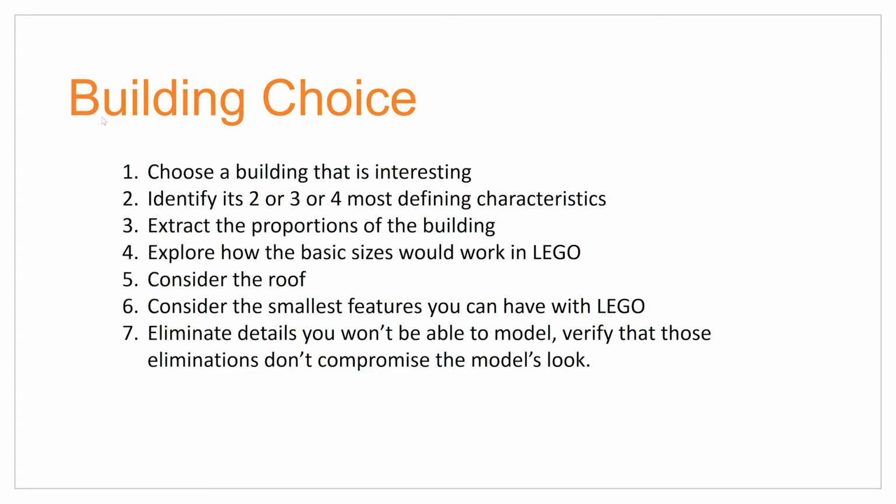All right, and then the last one here that I want to give you on tips for choosing the building and moving forward with your stuff here is that you want to eliminate details that you won't be able to model. You need to look at your building and say, I can't model that, I can't model that, I can't model that. And if I don't model those things, will I still have a building that will be representative and a good representation of the product that I'm trying to model.